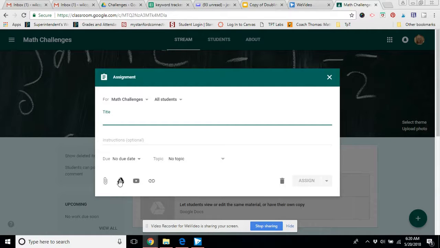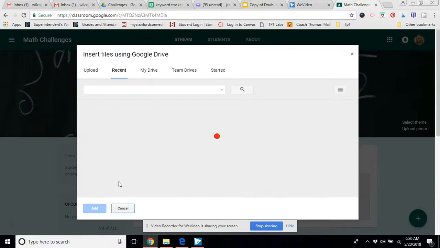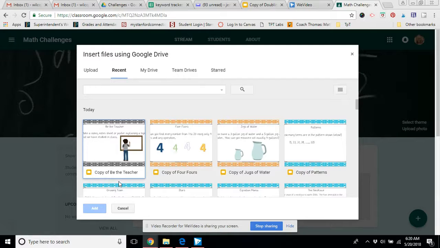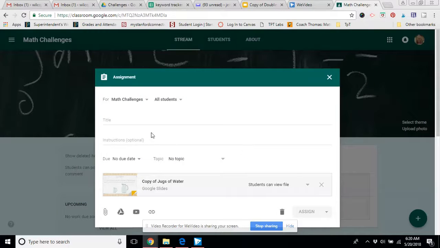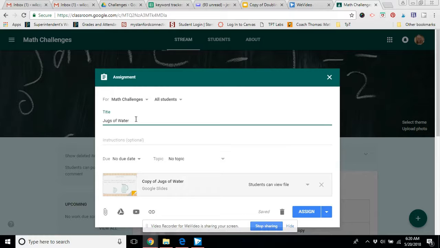And basically now it's a matter of picking your challenges. So you can do links, you can attach files. I have all of the ones I want in my Google Drive. And I'm going to start with this jugs of water one, which is one of the classic problems about, you've got a 3-pitcher jug and a 5-pitcher jug. How do you measure out exactly 4 pitchers?